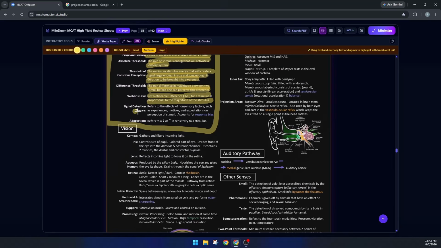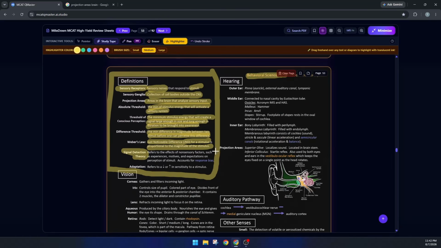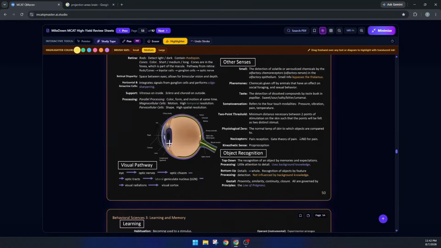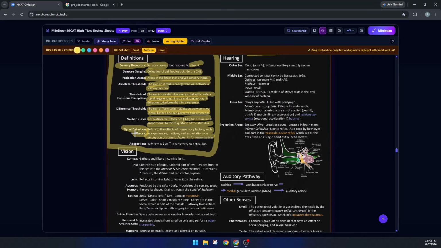Signal detection theory. This one is a big theory. I don't know why it's just like one little paragraph here. Refers to non-sensory factors such as blah blah blah, accounts for response bias. Yeah, it does. I don't recommend learning it in this way. I don't know why it's only literally like a paragraph long, which is interesting. Let's go.